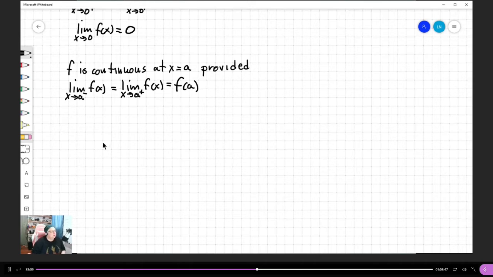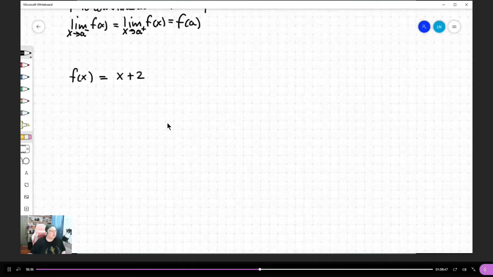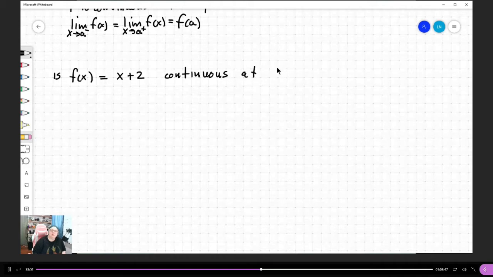All right, so let's see, what do I want to do first? Let's do something really simple first. Let's take f of x to equal x plus 2. Now, these questions are in the homework. Hang on, my mouse was on the wrong screen. All right, let's check, is this continuous at x equals 1? So we'll start off with something like this.